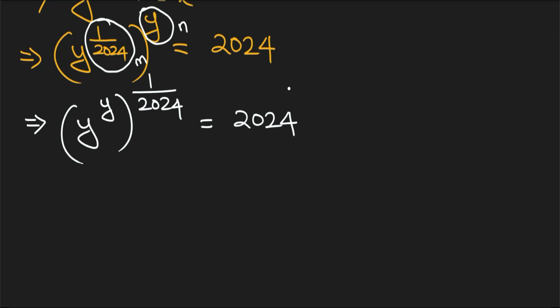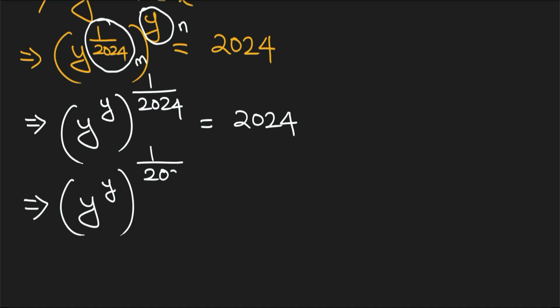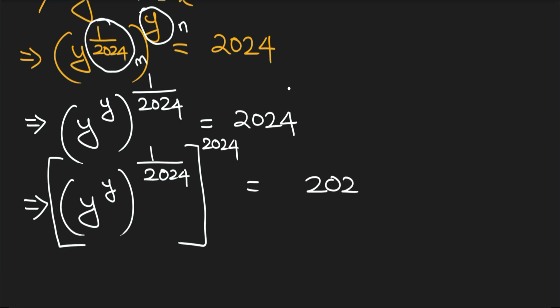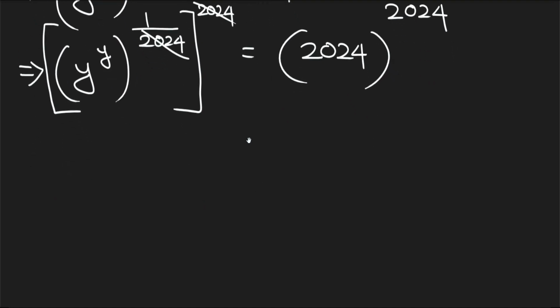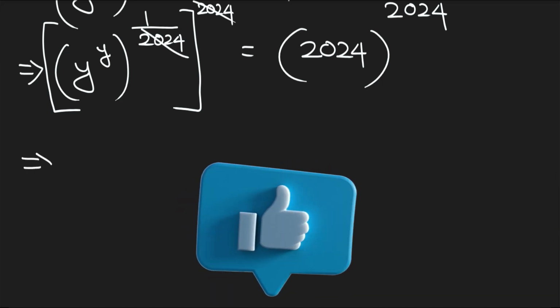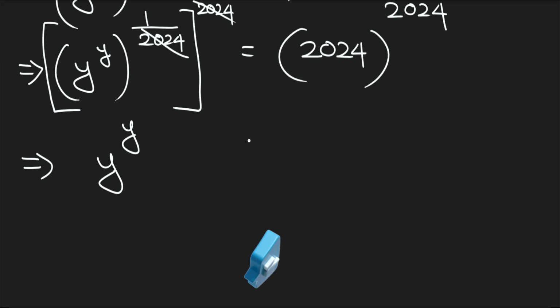As you can see here, the power is 1 by 2024, then putting the power of 2024 on both sides of the equation, we can write this as y whole to the power 1 by 2024 whole to the power 2024 is equal to 2024 whole to the power 2024. Now this 2024 and this 2024 will cancel out, and we can simplify this equation as y whole to the power y is equal to 2024 whole to the power 2024.